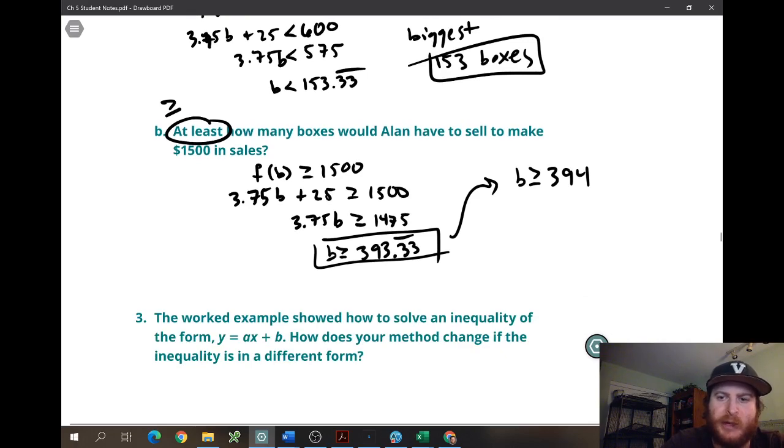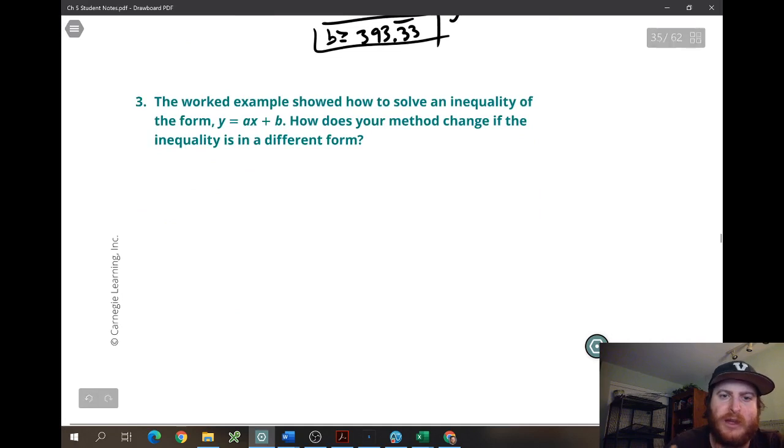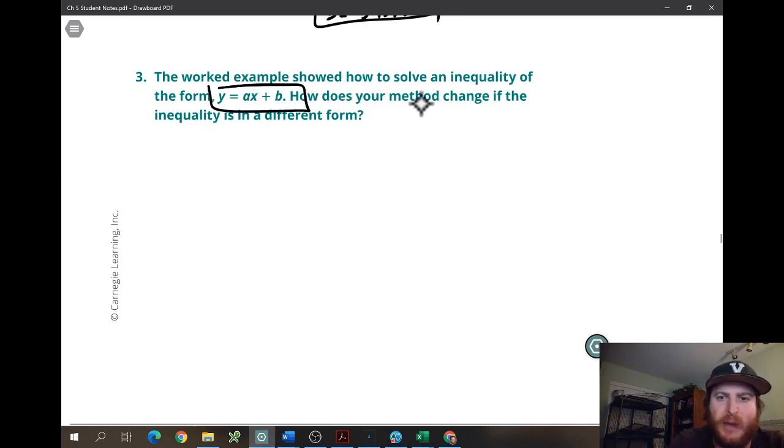So you kind of always round with your sign in this case. If it's a greater than sign, you round up. If it's a less than sign, you would round down. If we're thinking about things that can only be whole numbers, right? Like selling a box, you can't sell 0.3 of a box. You can only sell whole numbers. So in these, we were starting off with something in y equals ax plus b. This question is, how would your method change if the inequality was in a different form? It wouldn't. It doesn't matter what form it's in. We're still going to do the same process.